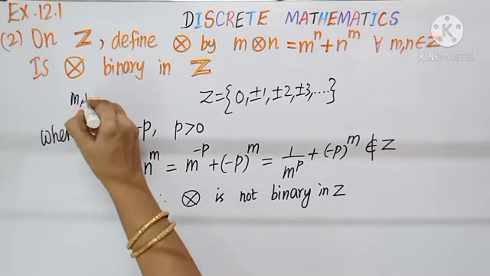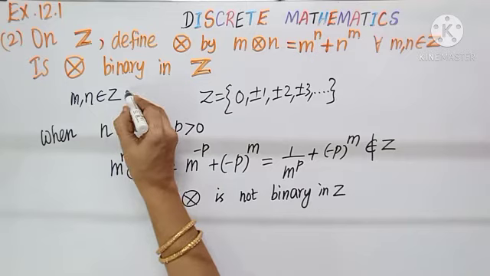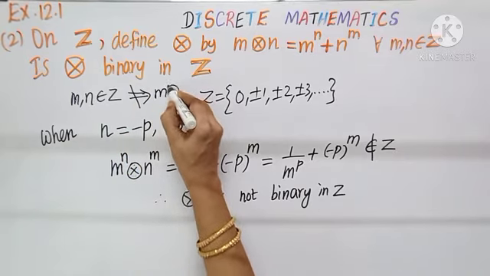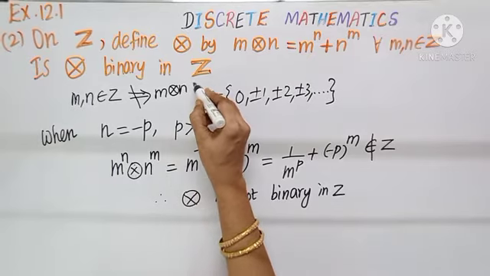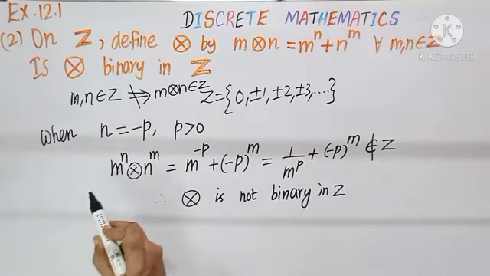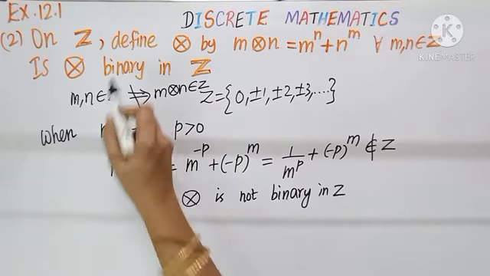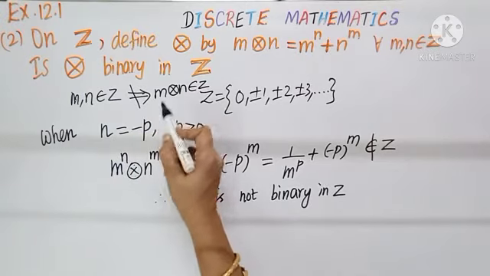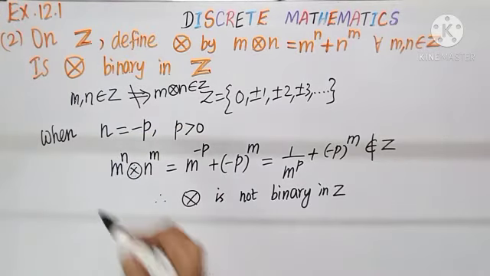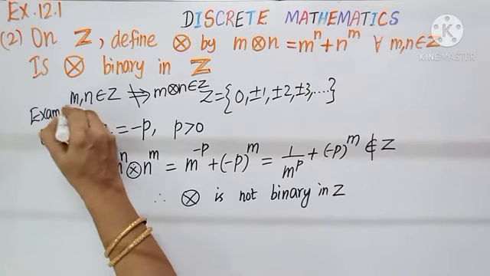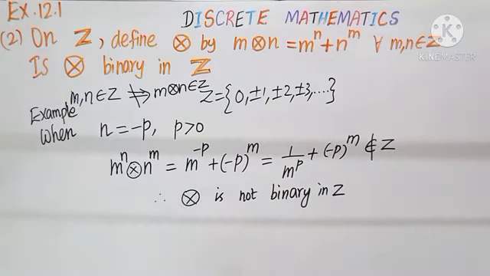m, n belong to Z does not imply that the given operation on m, n belongs to Z. Whenever m, n belongs to Z implies the operation belongs to Z, I will say it is binary. Now, I will say it does not imply that the operation belongs to Z. So, we are giving an example to show that it is wrong.